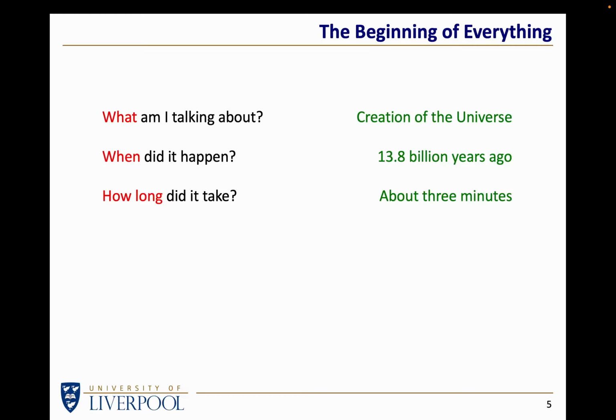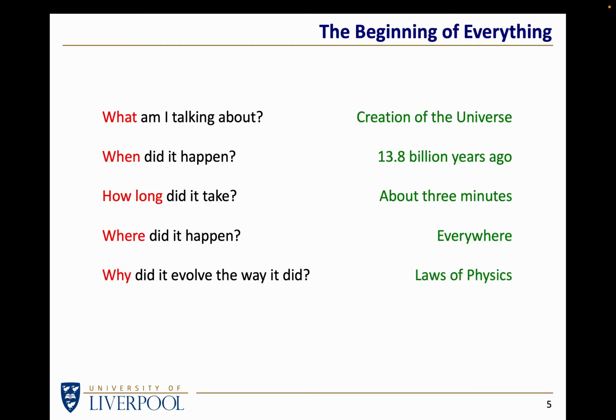Everything after those 3 minutes has just been, well, just a little bit of rearrangement, basically. Where did it happen? Well, it happened everywhere because it's the beginning of everything. And if it's the beginning of everything, it can't have happened over there. It's the entire universe that we're talking about. So the creation of everything happened everywhere. Why did it evolve the way it did between its creation 13.8 billion years ago and the present day? Well, we believe it's evolved the way it has because of the laws of physics.